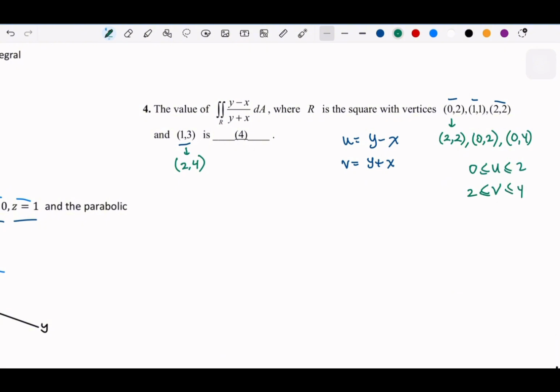Okay, so from these new points, we can set up the Jacobian. How to set up? We need to make this simplified in terms of x and y. So we are taking this, let's say, minus. This is u minus v. This will be minus 2x, or x is half v minus u, right? And do the same thing. We have u plus v equal to 2y. So y is half u plus v. And then take the Jacobian.